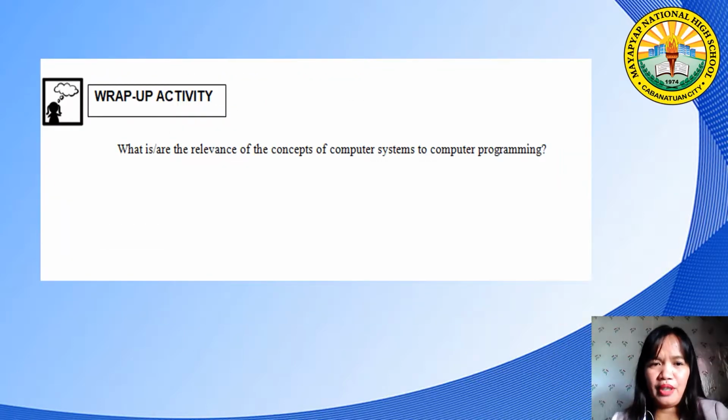For wrap-up activity, please answer the question. What is the relevance of the concepts of computer system to computer programming?